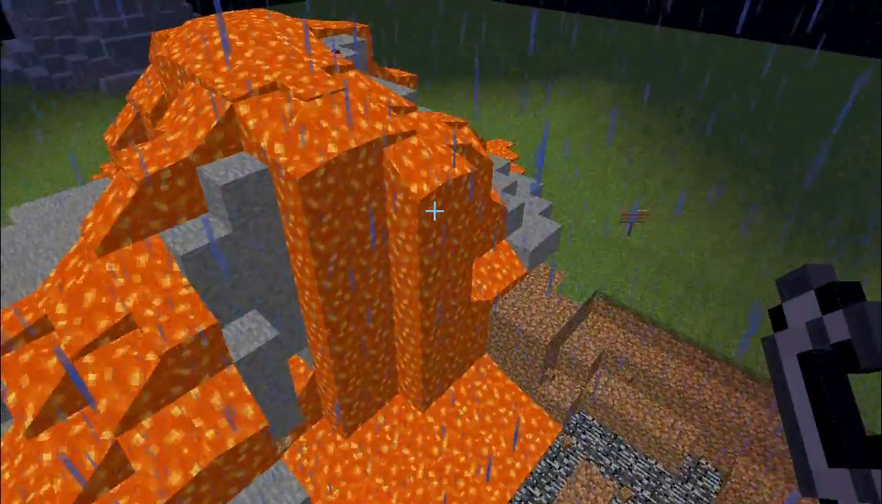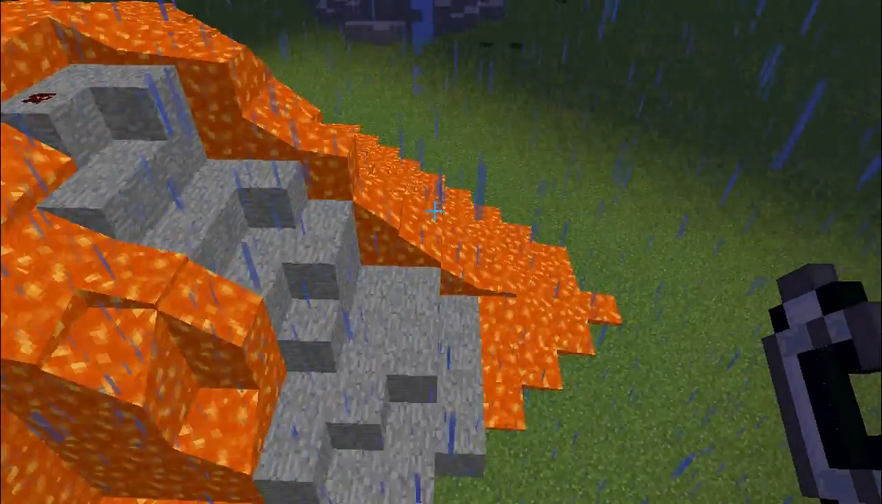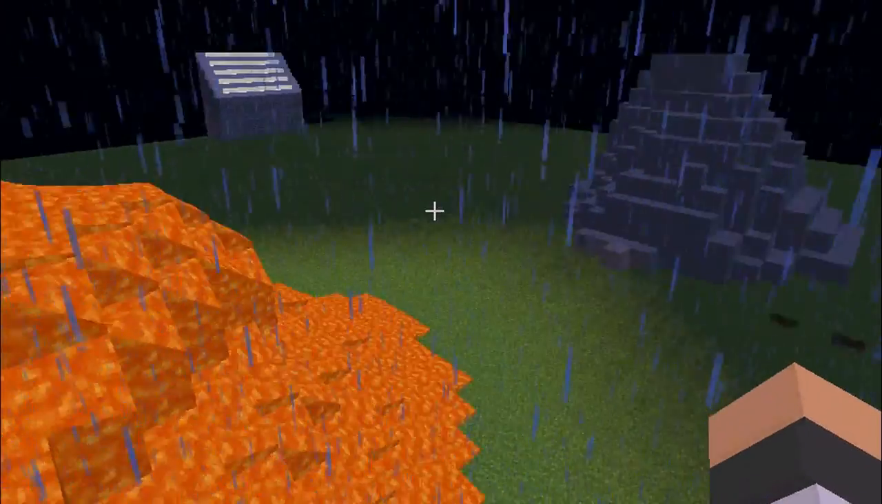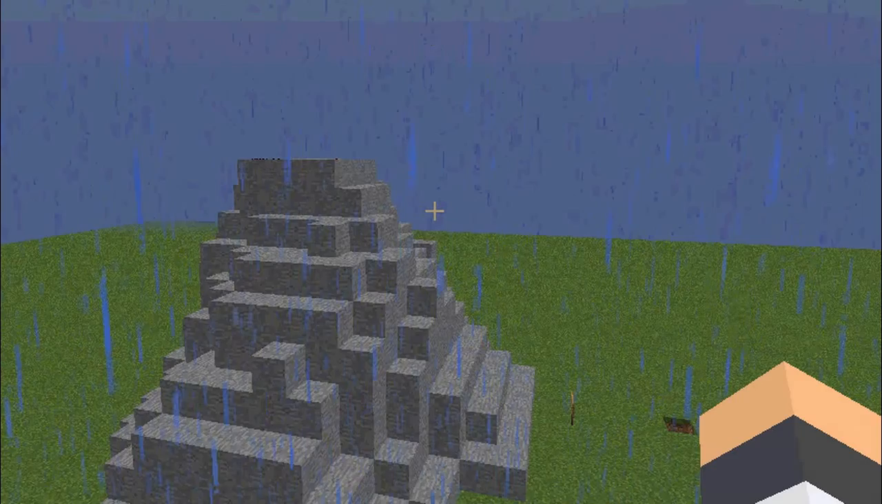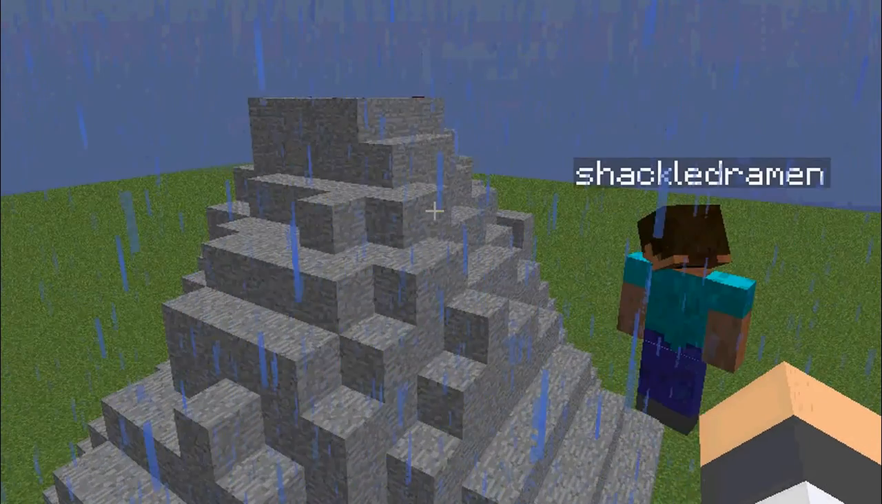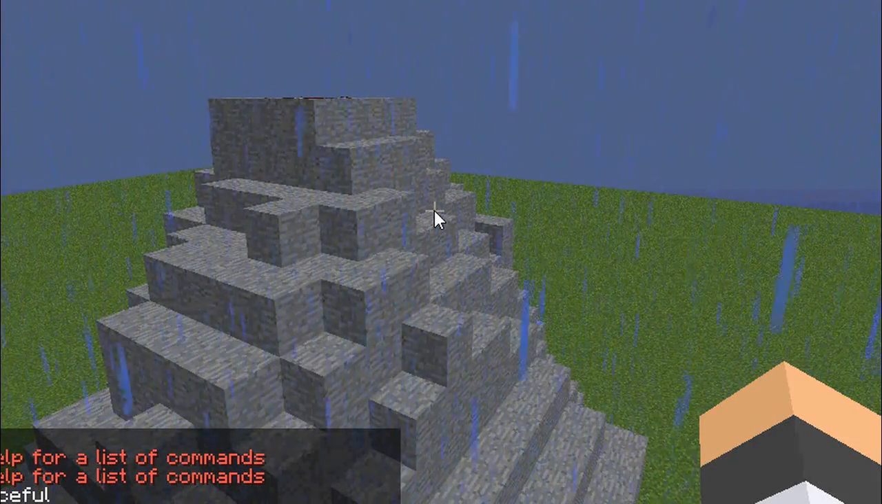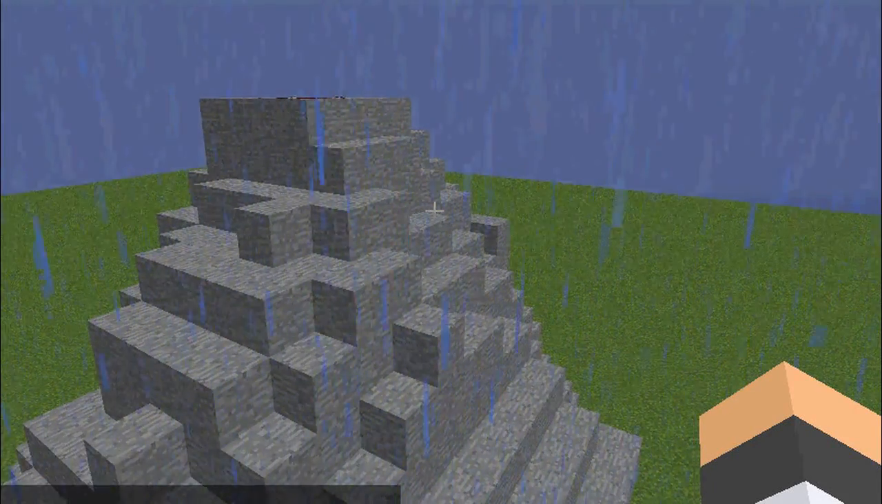Yeah. Yep. Well, say goodbye to that volcano forever. Goodbye, volcano. Alright, and next up, and actually, slash day. Set that to day so that you guys can see it better. You stop it or make it stop raining. Yeah.